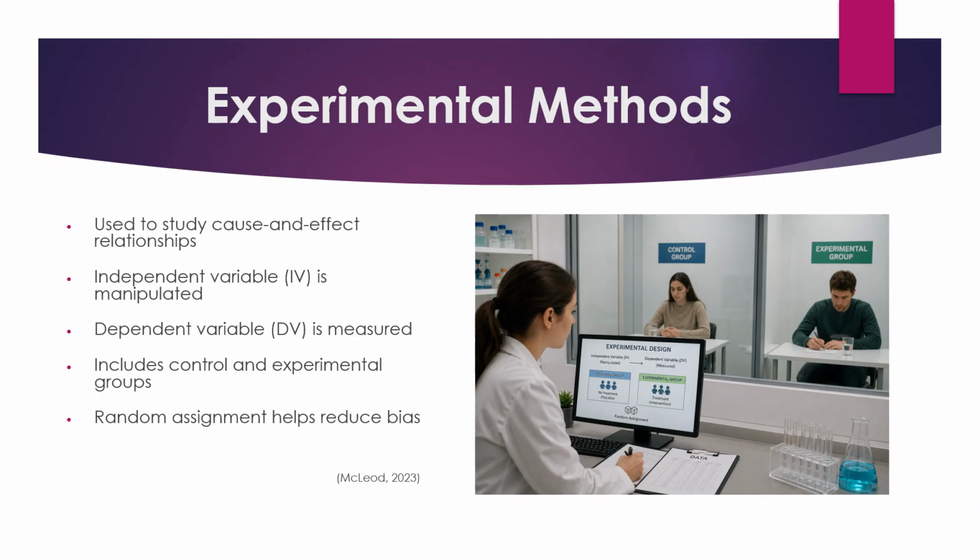Researchers also use random assignment to help make the groups more equal and reduce outside factors that could affect the results. One major strength of experiments is that researchers have a lot of control over the variables during the study, which can help make the findings more reliable.